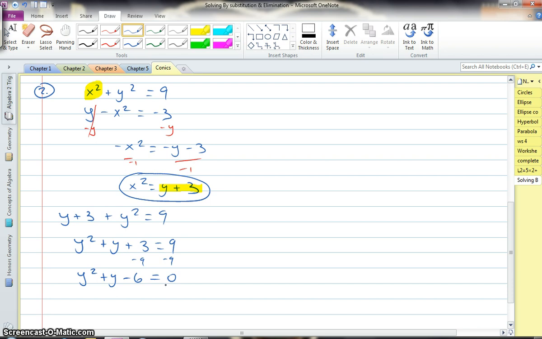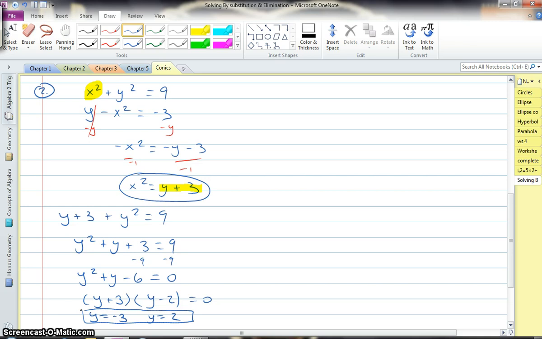So I need two numbers that multiply to negative 6 and add to positive 1. I got x plus 3, x minus 2 equals 0. Whoa, not x. My mistake. Y plus 3, y minus 2. So y equals negative 3 and y equals 2. So I got two solutions for my y terms.